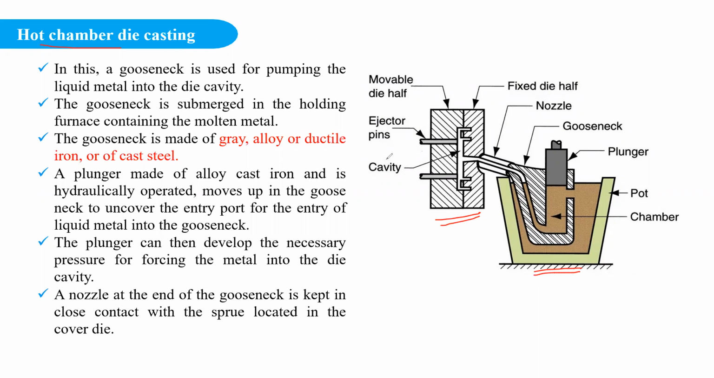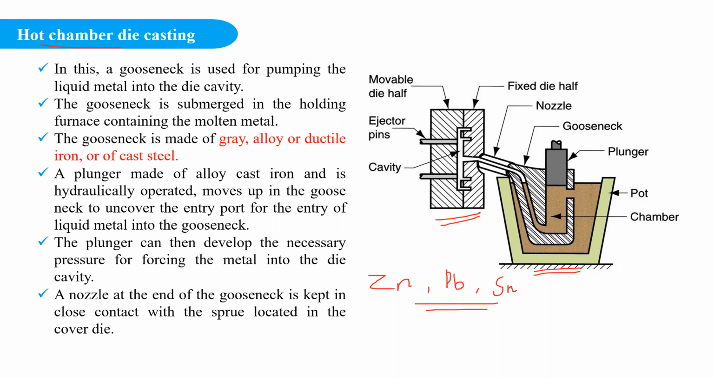This particular type of casting is mainly used for low melting point alloys. So what are the low melting point alloys? Zinc, lead, and tin. These three metals can be easily cast using the hot chamber die casting process. Why particularly these low melting point alloys? Because here the die and the furnace are interconnected.